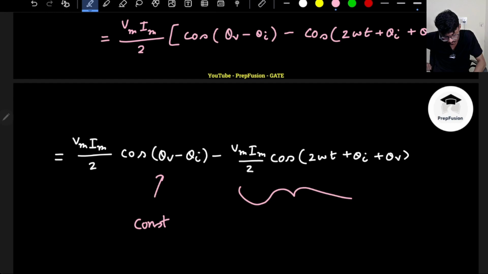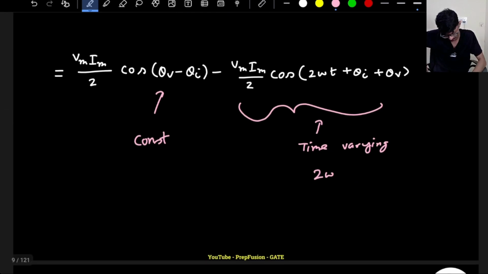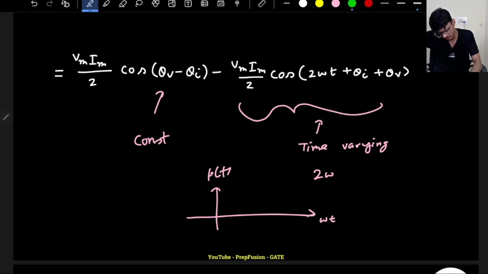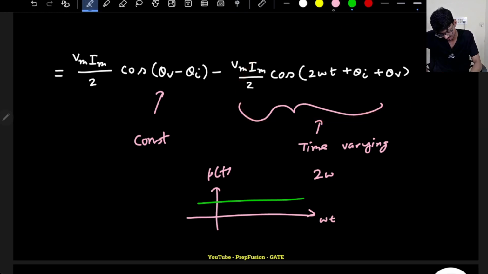Now this term is actually time varying. And with what frequency does it vary? If you observe, it is varying with 2 omega frequency. So actually I have a constant term, over it I have a varying term. So the graph will be somewhat like this. The graph of P of t, instantaneous power versus omega t, will be somewhat like this. I will have a constant term, over it I will have this cos term which is always oscillating.